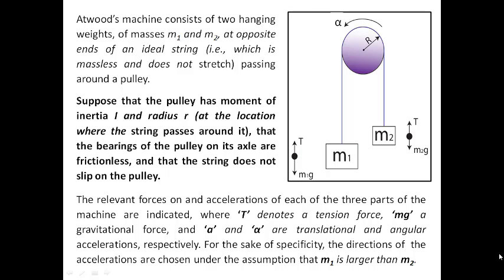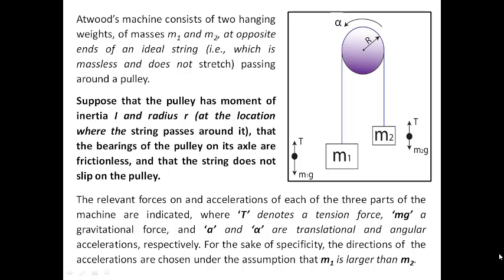You just notice that the Atwood machine consists of two hanging weights of masses M1 and M2 at the opposite ends of an ideal string. The string is to be treated as massless and does not get stretched, passing around the pulley. Suppose that the pulley has moment of inertia I and radius r at the location where the string passes around it, that the bearings of the pulley on its axle are frictionless, and that the string does not slip on the pulley. These are the conditions regarding the moment of inertia acting on the pulley.